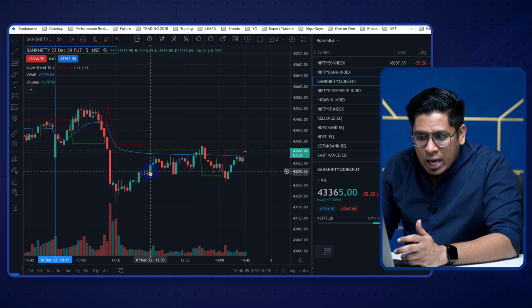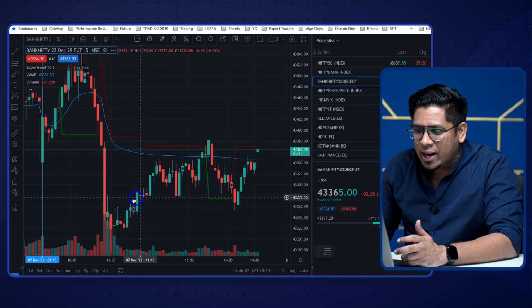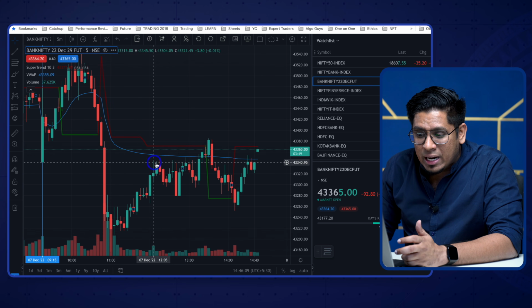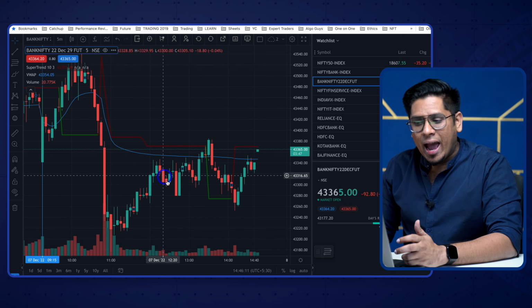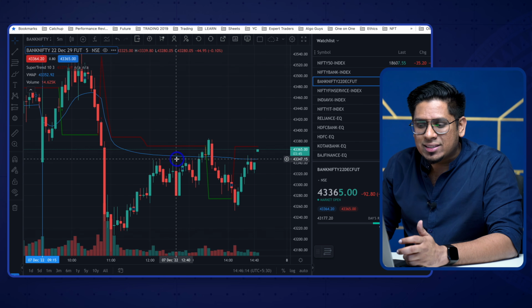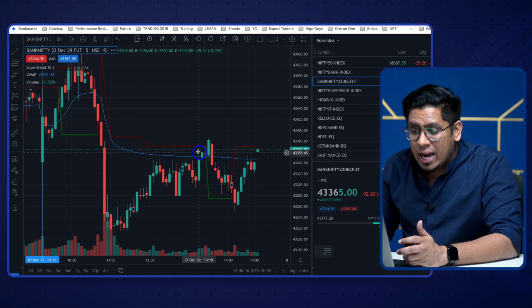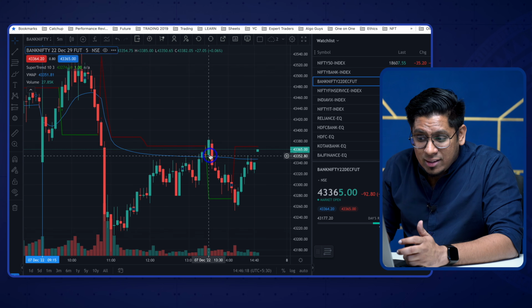Bank Nifty started moving up and beautiful here, right? Bank Nifty started moving up. It moved up till here. It took resistance at VWAP and came down. It moved up again, took resistance at VWAP and came down. It moved up again, took resistance at VWAP, but then it was broken.